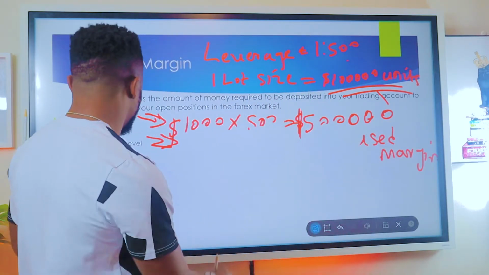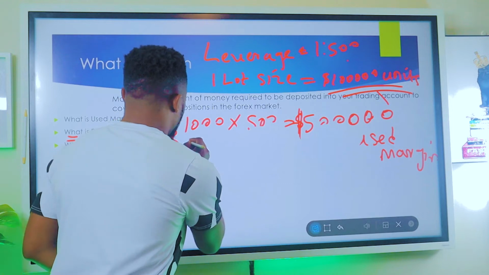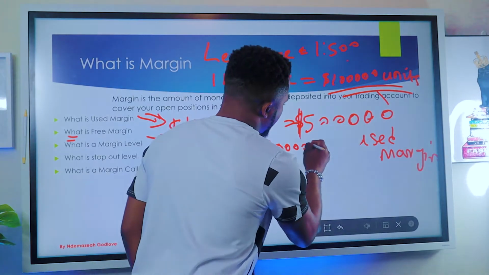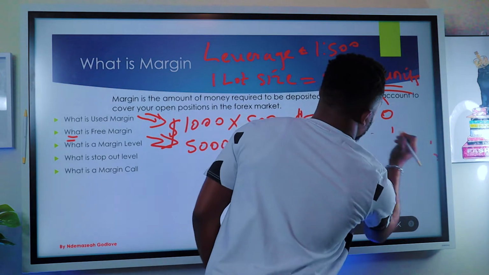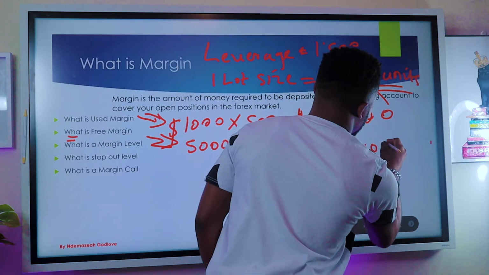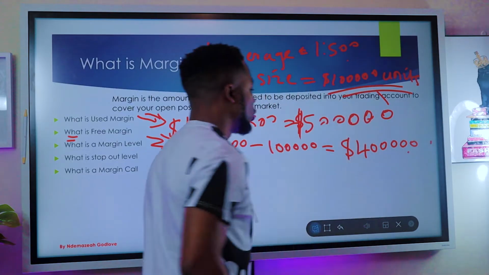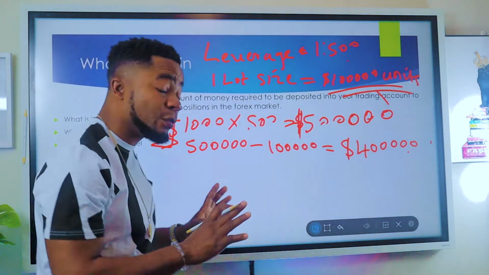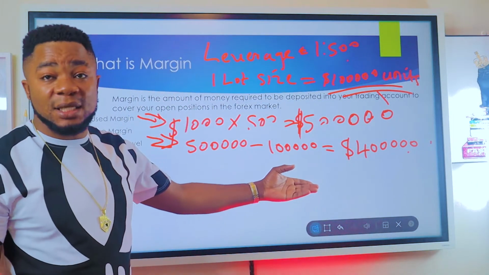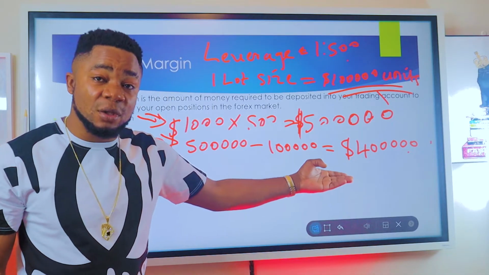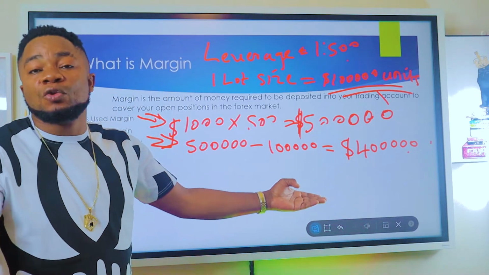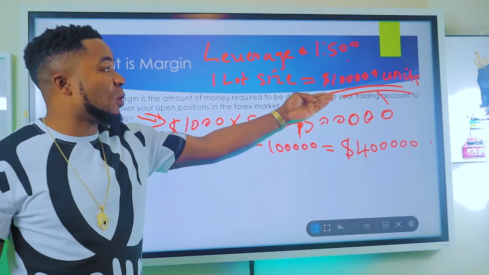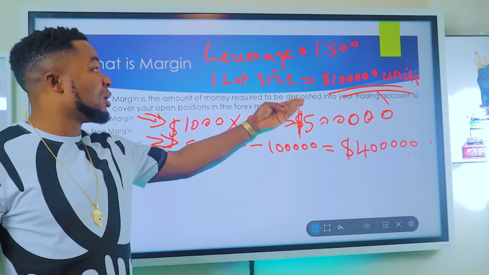what is left? Your free margin will be equal to 500,000 minus 100,000, so your free margin will be equal to 400,000. So that is your free margin. If you want to place any other trade, that is the margin which is available. That is the unused margin which is still available to cover your other trades, because 100,000 units of the base currency is already used for the one lot trade.